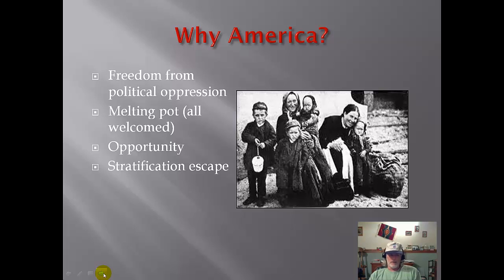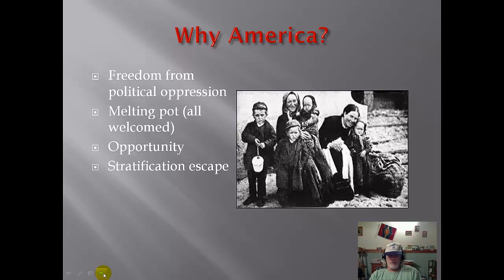Why America? Well, many of the European countries, especially the Eastern European countries, came to America for freedom from oppression. America at this time was a melting pot, and we welcomed all. I know my great grandfather on my dad's side came in from Lithuania about 1900, and Lithuania was suffering some persecution from the Russians at the time.